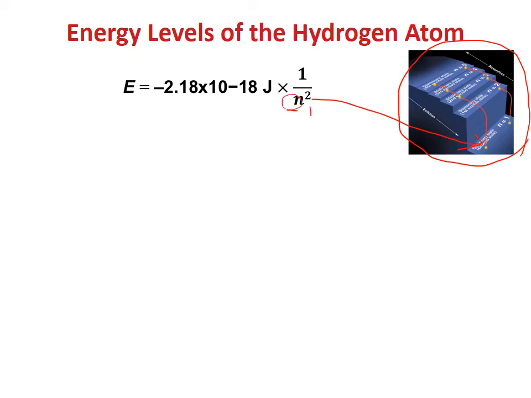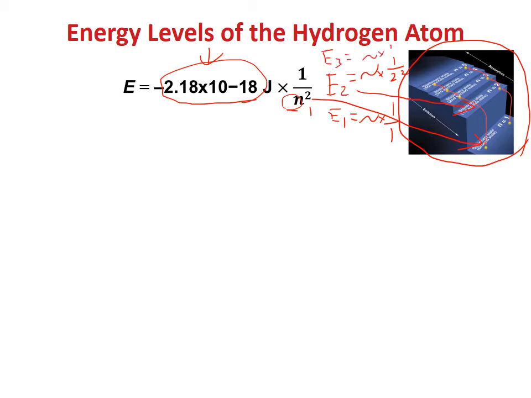So that's E1. E1 is this constant times 1 divided by 1, because n equals 1. Now for n equals 2, E2 is the constant here times 1 divided by 2 squared. And E3 should be the constant times 1 divided by 3 squared. So in general, it's 1 divided by n squared. So these are the allowed energies for the hydrogen atom.